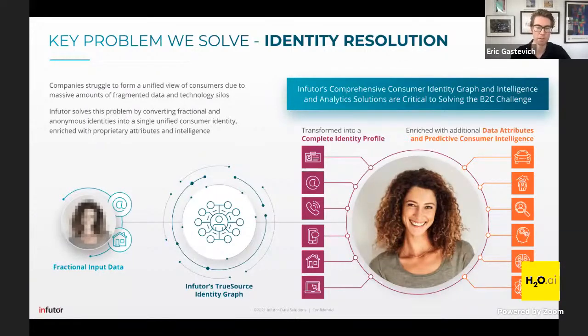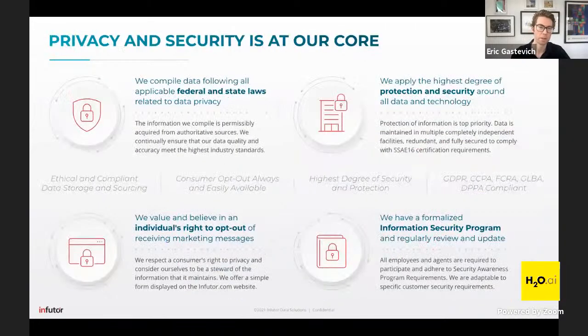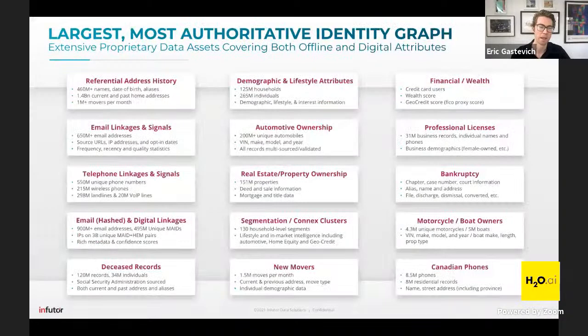On the left, you have the ability to link via emails and phone numbers, link those records, dedupe, but then on the right, add additional variables on that individual to give a very clear picture of who they are and give you additional variables to include in your models. I'm just going to mention quickly, privacy and security is at our core. My brevity does not suggest that this is unimportant to us. It's critically important, and I wanted to make sure it was addressed, because that allows us to have the largest, most authoritative identity graph.